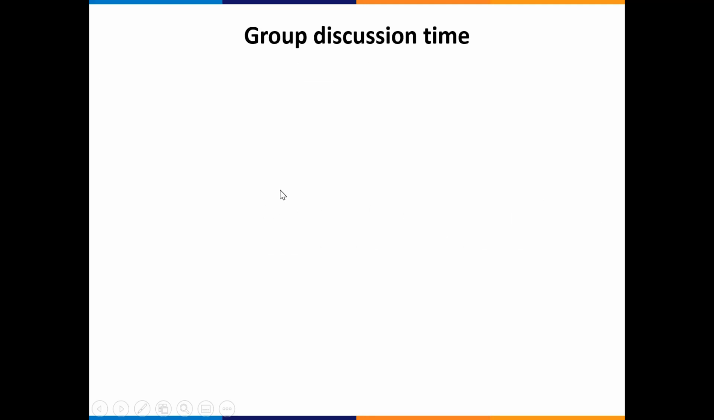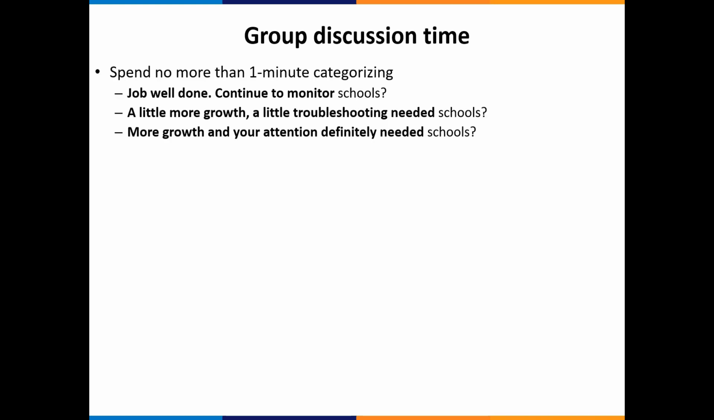You might be listening to this by yourself right now, but we're going to call this group discussion time. If you've got your OS total score by school report, the first thing I'm going to have you do is go through and categorize those schools by those categories we talked about: the job well dones, the a little more growth schools, and the more growth and definitely need your attention schools. But don't spend more than a minute doing this.